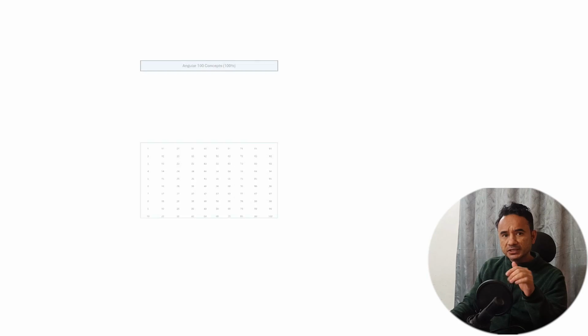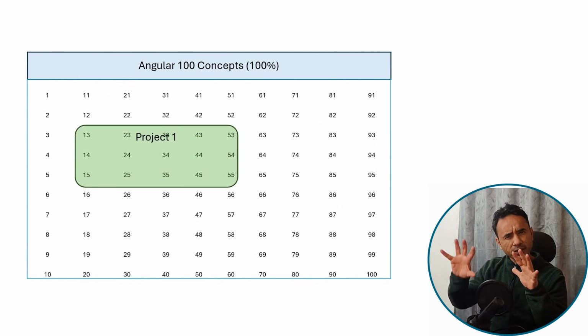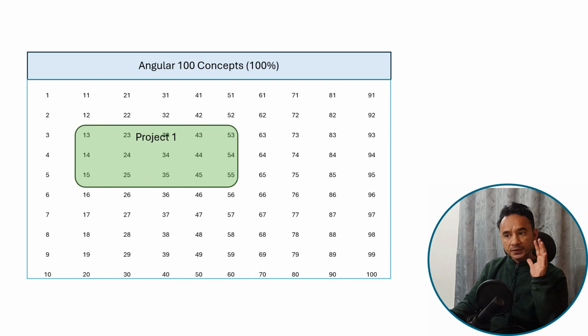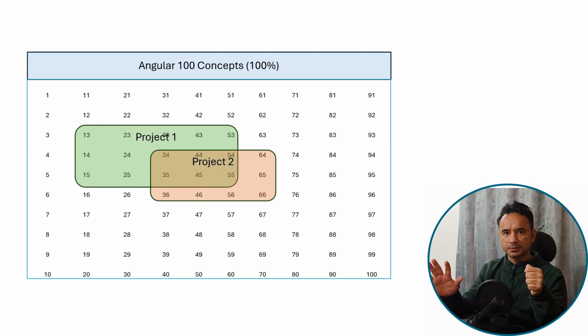Hello friends, before jumping into the Angular roadmap, let's first quickly understand why roadmaps are important. I always give this example. Imagine there are a total of 100 concepts in Angular. Now you pick a random Angular project and it uses approximately 30 concepts out of the total 100. Then you pick another random project and it uses 25 concepts.